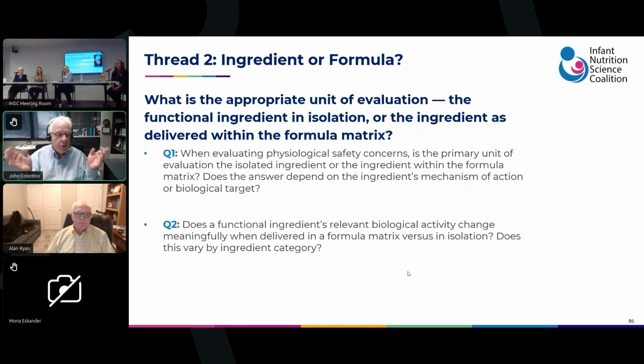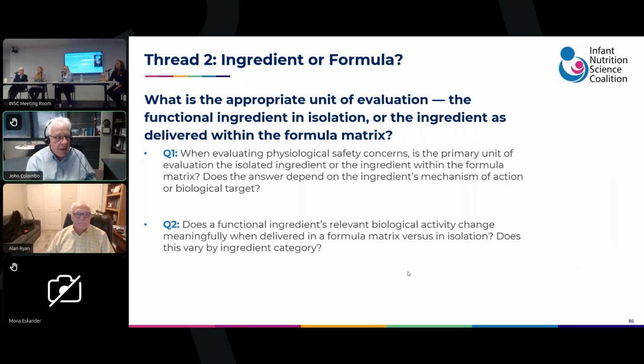If you mean to put this in formula, it's probably best to evaluate it in the formula context. Although, I guess I would wonder whether or not I would ask first whether or not there's a reasonable suspicion of any interactions with existing components in formula to begin with. That might be something you do.